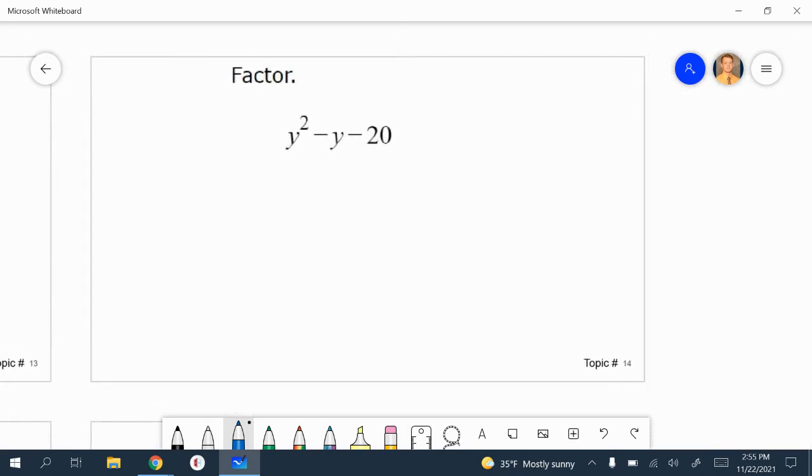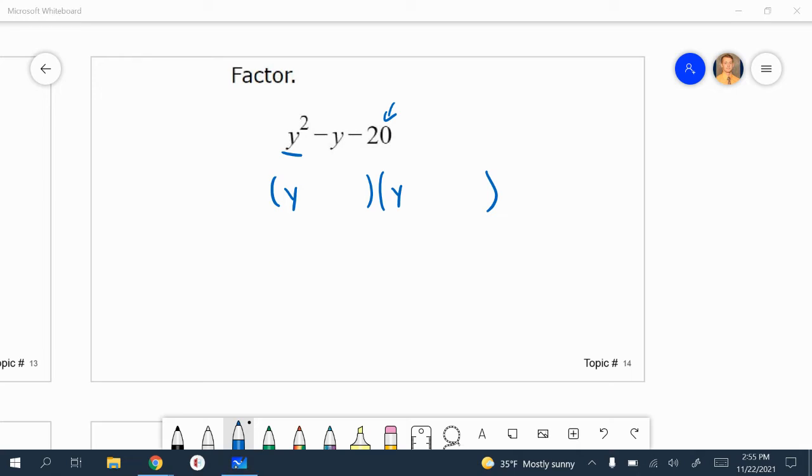Topic number 14. We're factoring this, and it's got an a value of 1. That's a big key. If it's got an a value of 1, these problems become pretty easy because we can go right to our last step. I know that if I were to FOIL this backwards, those y's, if I multiplied them together, would give me that first term, y squared. I also know that I need two numbers in the back that would multiply to give me negative 20.